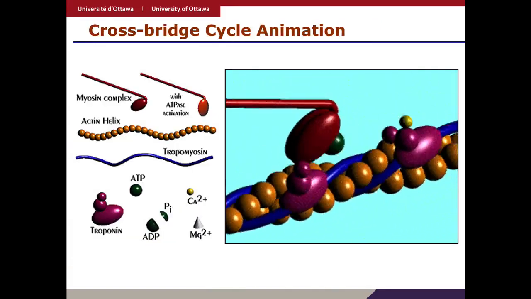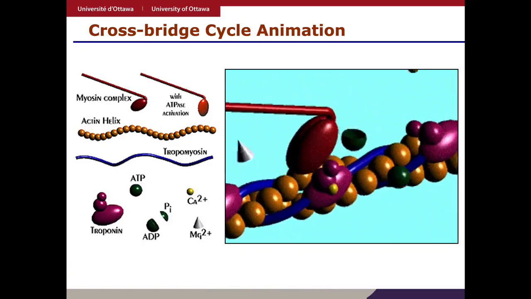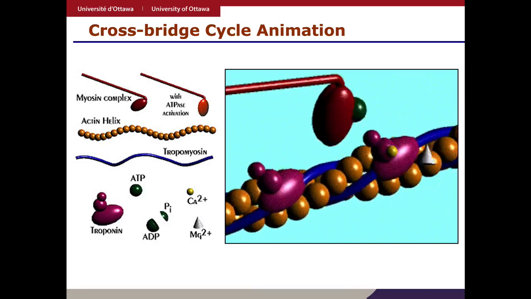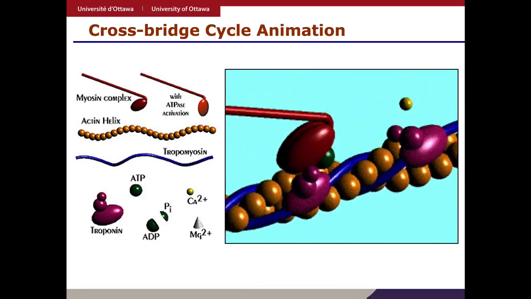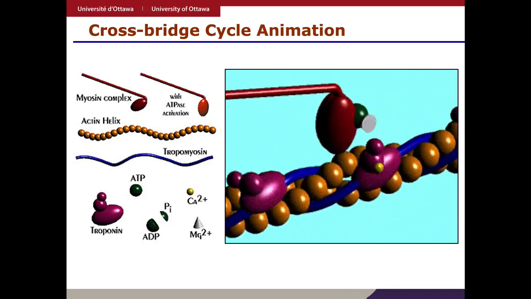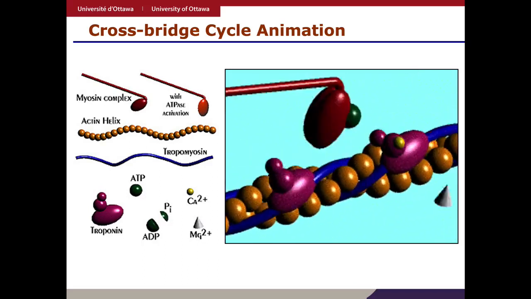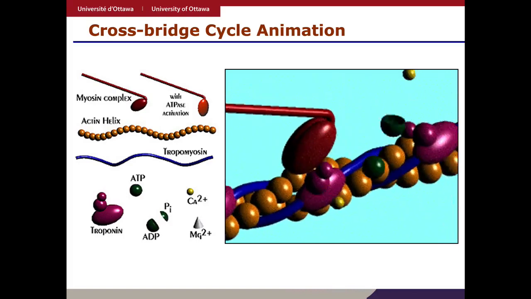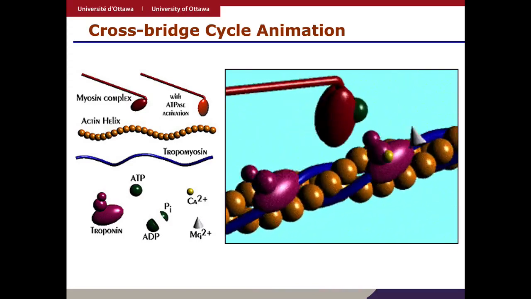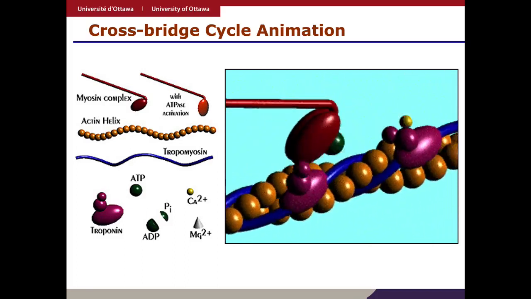This animated video shows cross-bridge cycling. See if you can recognize all the steps that you just learned about using the key on the left to identify the molecular players. You might not recognize the silver cone. Magnesium is a cofactor used by the myosin ATPase to hydrolyze ATP.